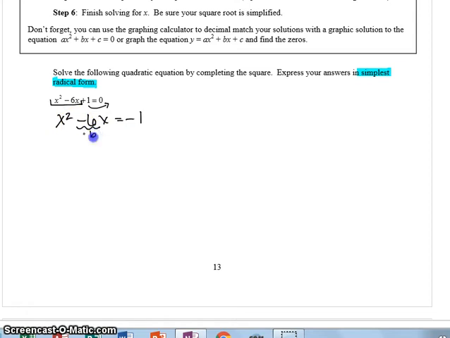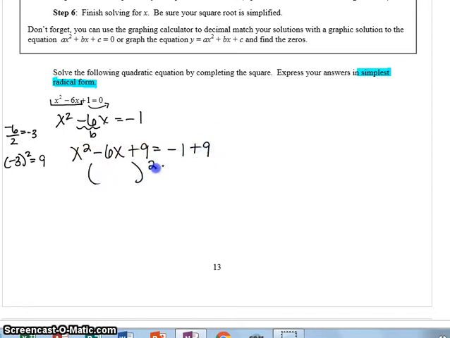Now this is my b, so I have to half it. I get -3. Then I have to square it. Don't forget it's in parentheses when it's a negative number. And now I have to add it to both sides. So half it, square it, add it. So I get x squared minus 6x plus 9. And what I do to one side, I have to do to the other.